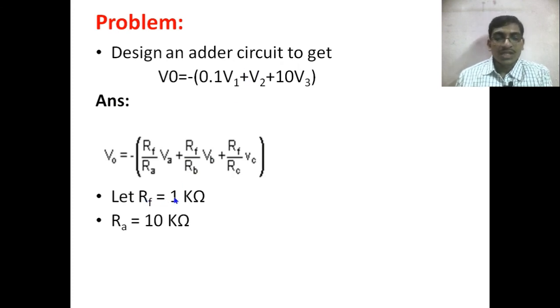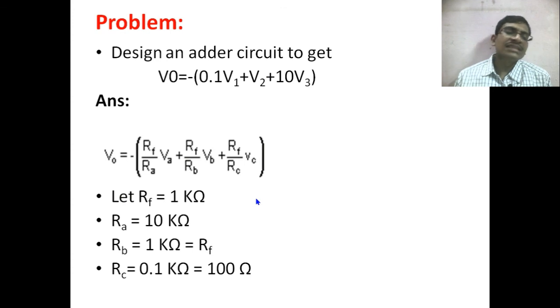As RF is equal to 1 kilo ohm, RB also must be equal to 1 kilo ohm in order to get the V2 voltage. And RC is equal to 0.1 kilo ohm, because we have to get the output scaling factor as 10. Therefore, if we take RC equal to 0.1 kilo ohm or 100 ohms, then the scaling factor 10 can be achieved.